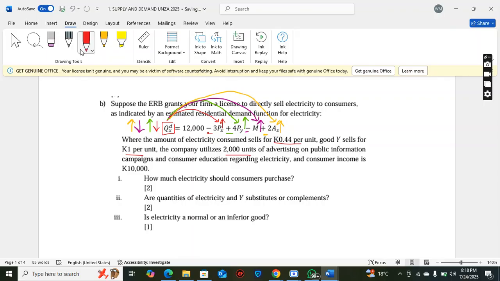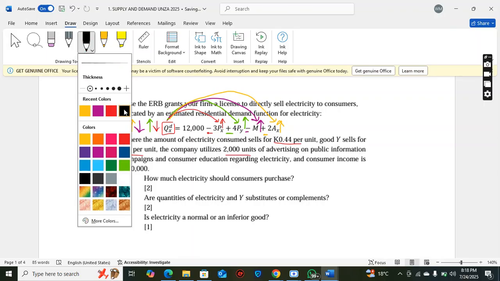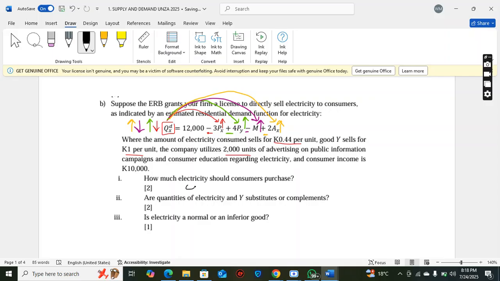So let's get our calculators ready. We write our demand function QDX equals, and then this 12,000. What it means is if the price of electricity is zero, the price of good Y is zero, income is zero, and there's no advertising, then the quantity demanded of electricity is just 12,000. That's what this 12,000 represents. If all these variables are zero, then the quantity demanded of electricity is just 12,000 units.